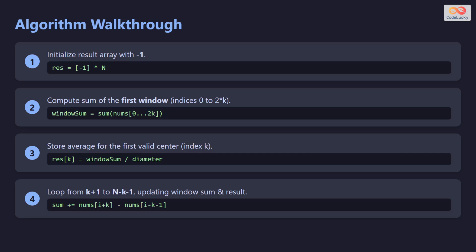So here is the plan. First, initialize our result array with -1s. Second, calculate the sum of the very first valid window. Third, record that average. Finally, loop through the rest of the array, sliding our window 1 step at a time using our update formula.